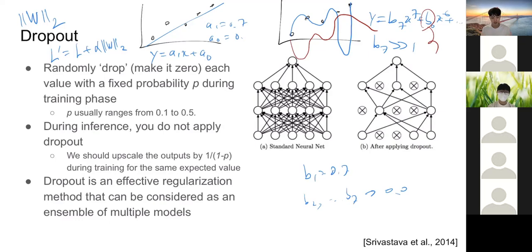So I think there are two possible ways to explain it. Either you can think of it as an ensemble, or you can think of it as motivated by these 2D plots. And there's one more important thing about dropout, which is that during inference, you do not apply dropout. I saw some students get confused about this. Dropout only happens during training. During inference, you have all the nodes activated. But there's one caveat here. If you do that, then your values will be bigger, right? Because you zeroed them previously, but now you have non-zero values.